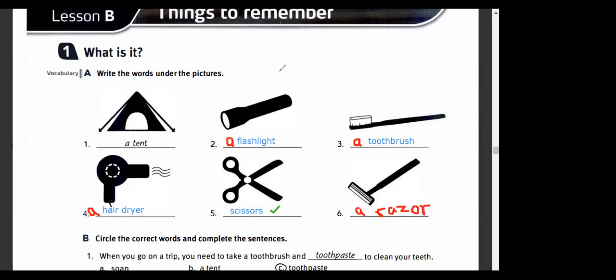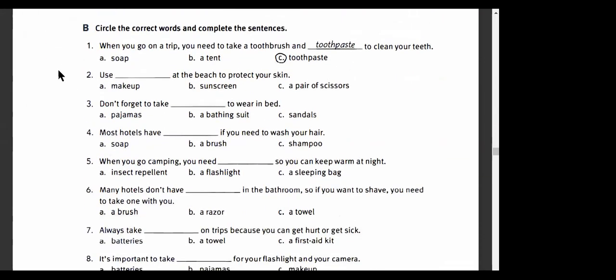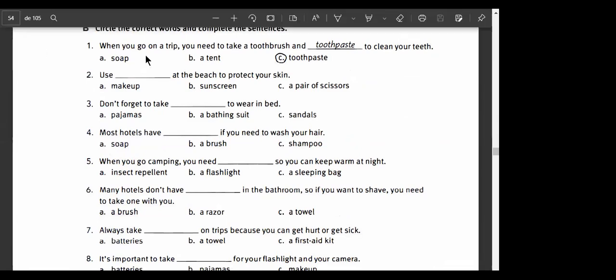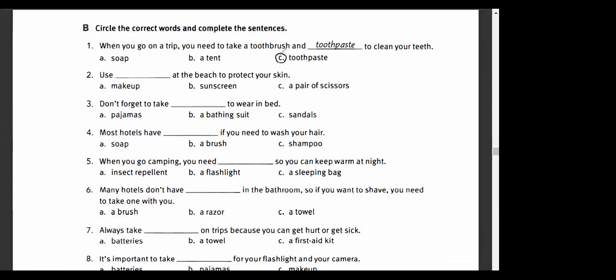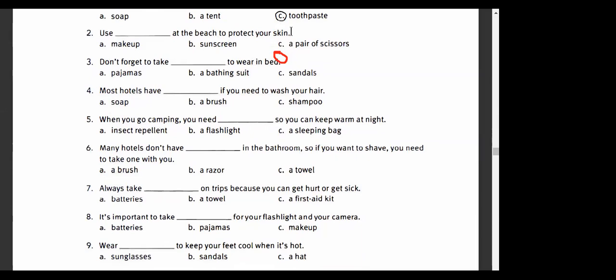There, okay? Okay. Next. Circle the correct words and complete the sentence. When you go on a trip, you need to take a toothbrush and toothpaste to clean your teeth. Yes, so the answer is? Toothpaste. Okay. Now what you gotta do is do the other ones, please. Two to nine, please.